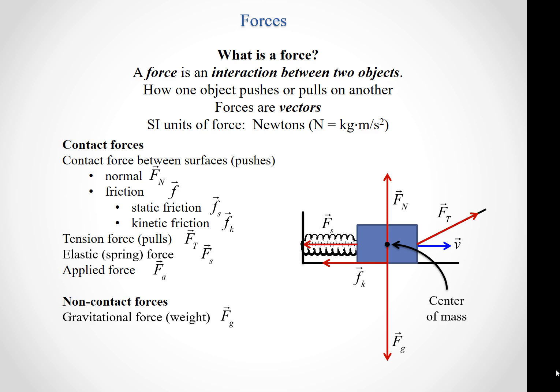Unlike the contact forces that act on the box at its surface, where the table or spring or rope comes into contact with the box, the gravitational force acts on the center of mass of the box. There are two additional non-contact forces, the electric force and the magnetic force, but these forces we will save until we deal with electromagnetism next semester.